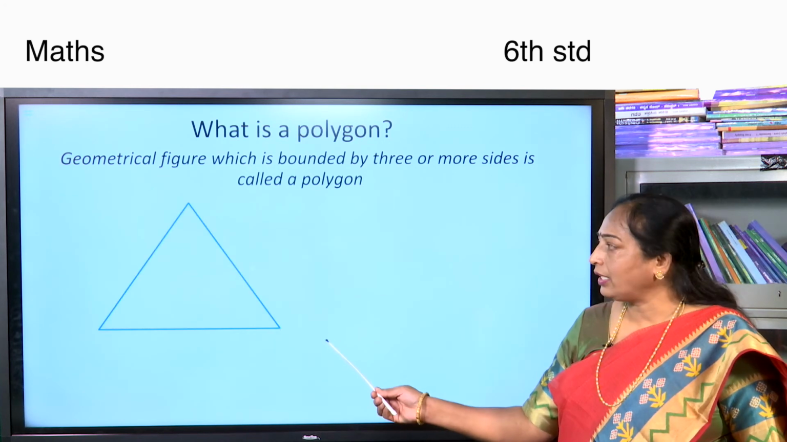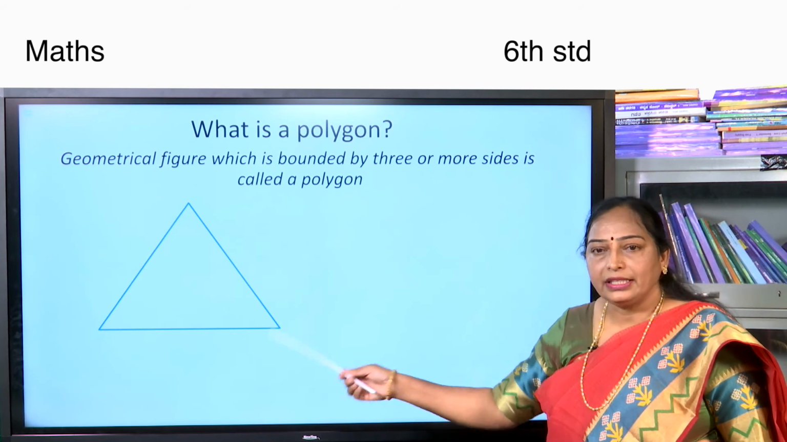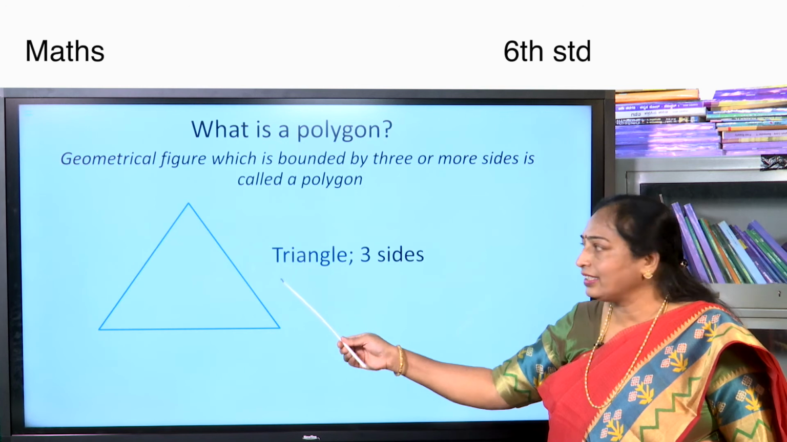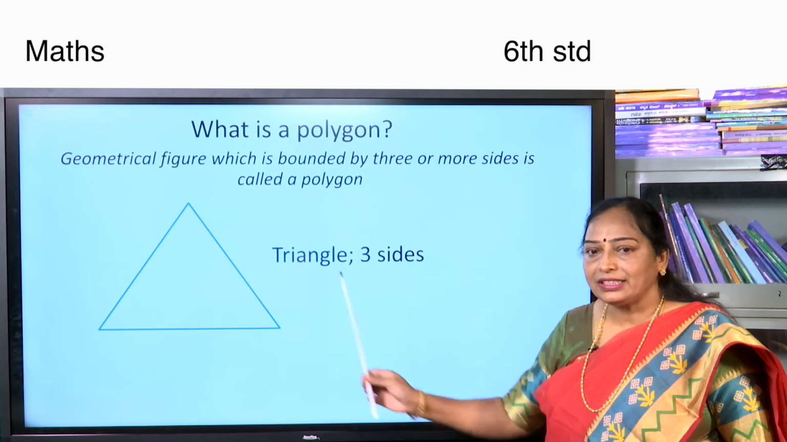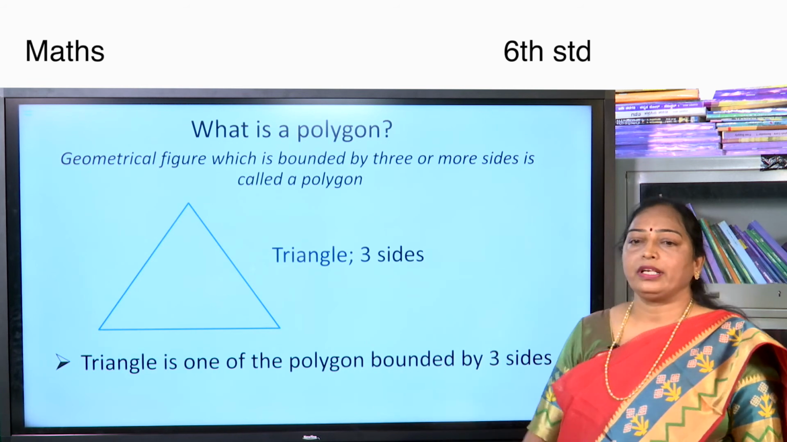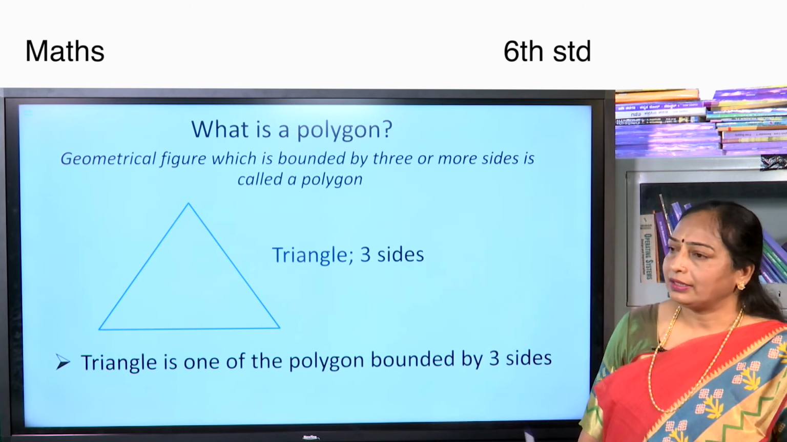Look at this figure. It has 3 sides. What is this? Triangle. Triangle has 3 sides, 3 vertices. Triangle is one of the polygons bounded by 3 sides.